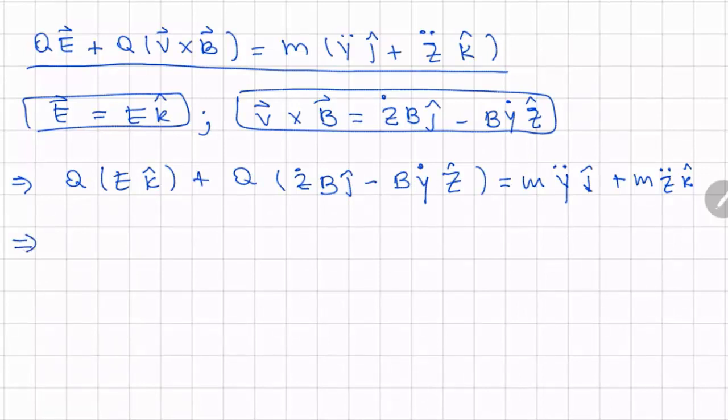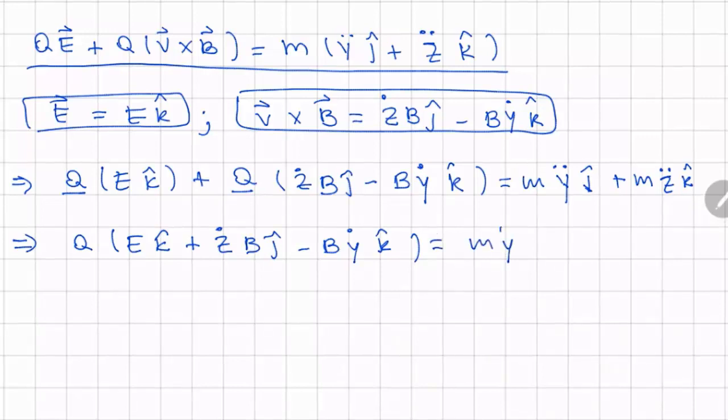Okay, so we get Q E K plus, I'm gonna take Q out as a common factor, and I get Q times E K plus z dot B J minus B y dot K, equal to M y two dots J plus M z two dots K.